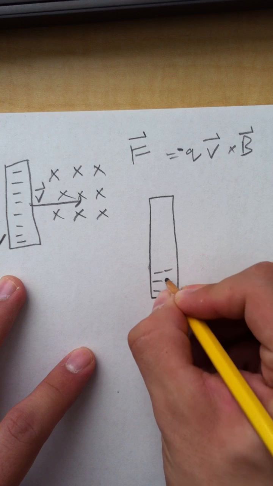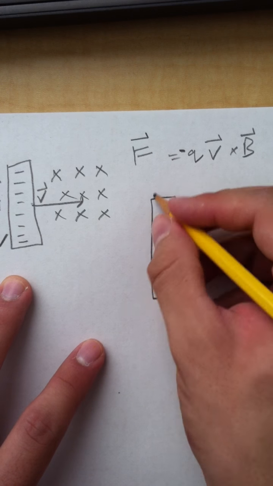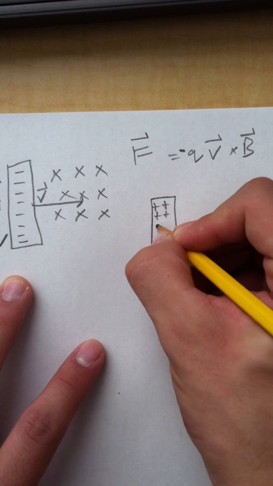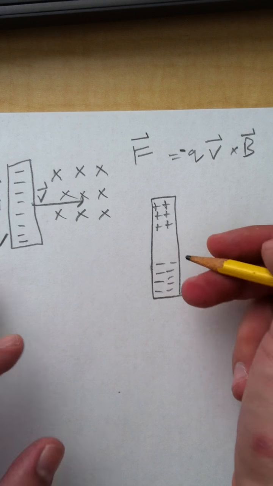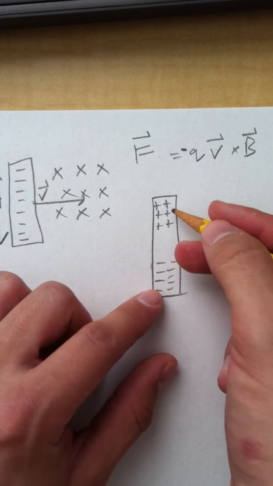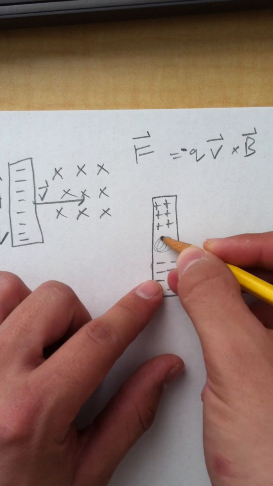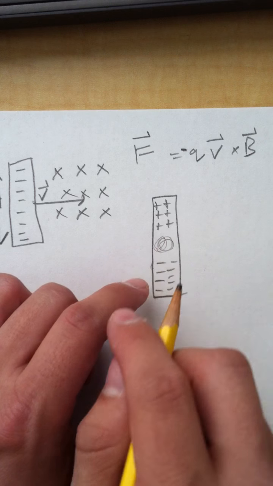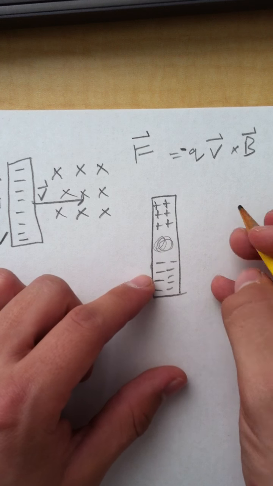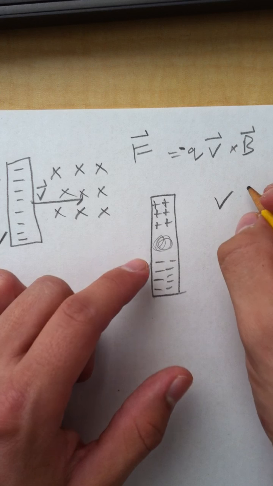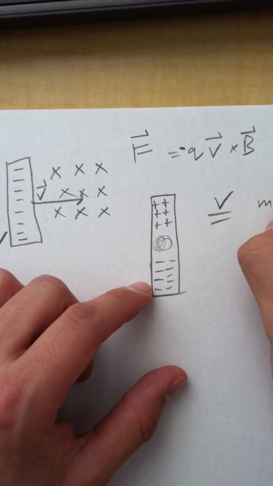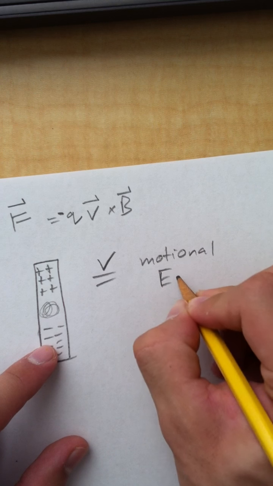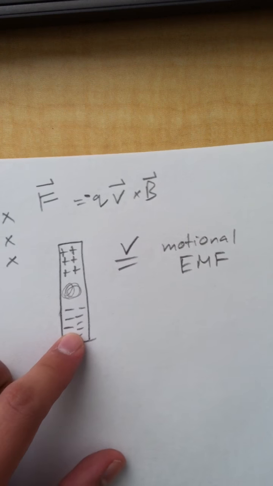All these electrons are forced down, and that makes positive charge over here. And what does that look like when we have a separation of charges? What does that generate right here? It generates a potential difference, or voltage, or motional EMF, electromotive force.